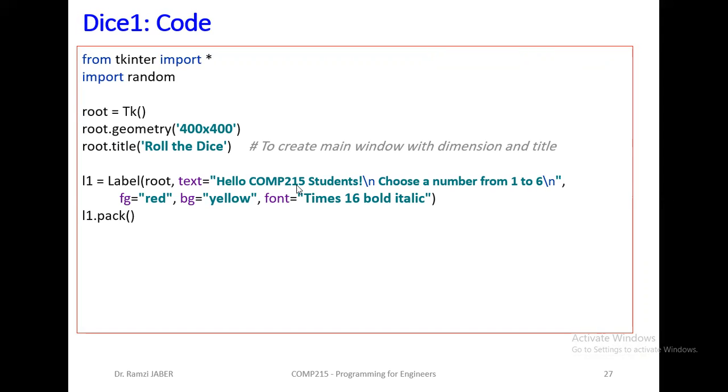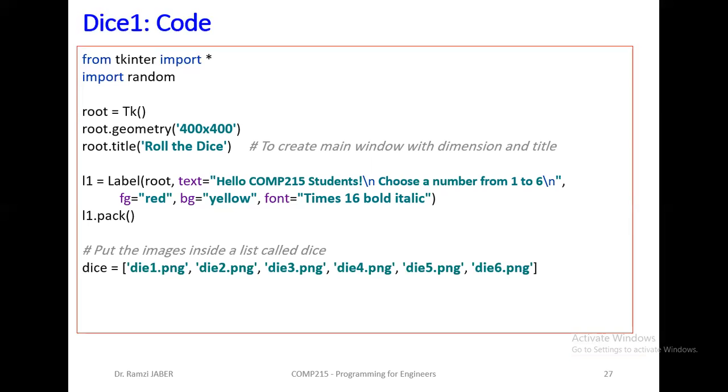So hello, 15 students, backslash n, new line, choose a number from 1 to 6. Okay, the color red, background yellow, and you can choose the font type also, Times 16, bold, italic. All of these are optional, okay? Then L1.pack.